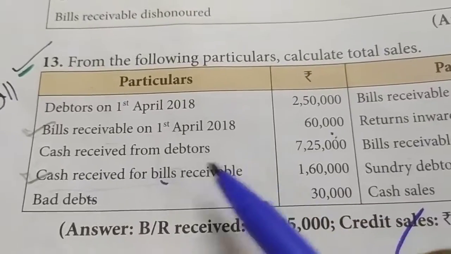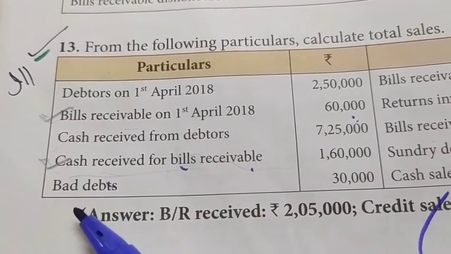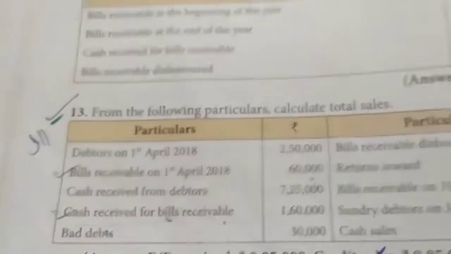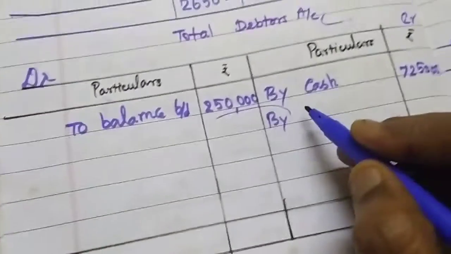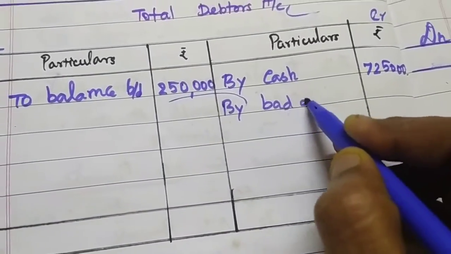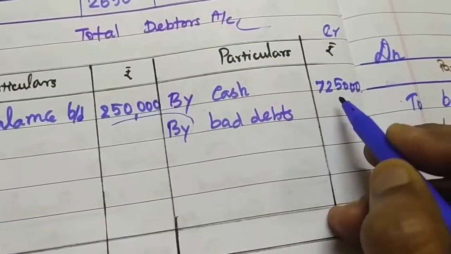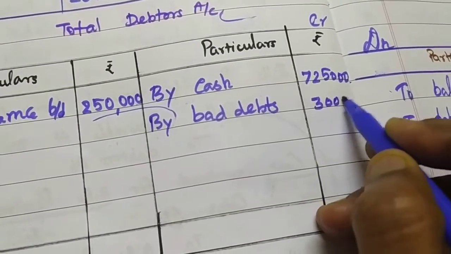Then the cash received we have written. This is already written. Bad debts. Bad debts will appear on the credit side, 30,000. So by bad debts on the credit side, this is 30,000. So I am writing it here, 30,000.